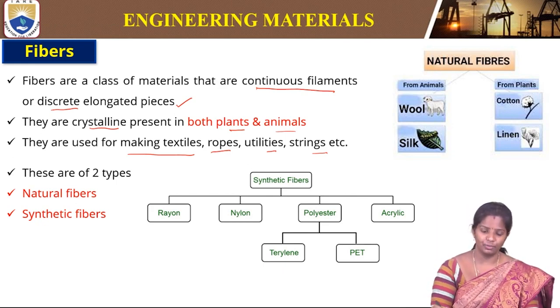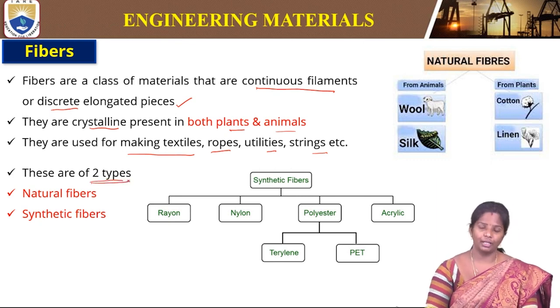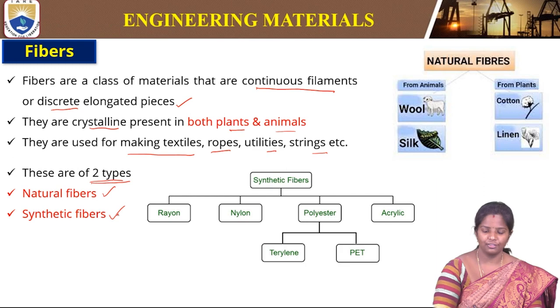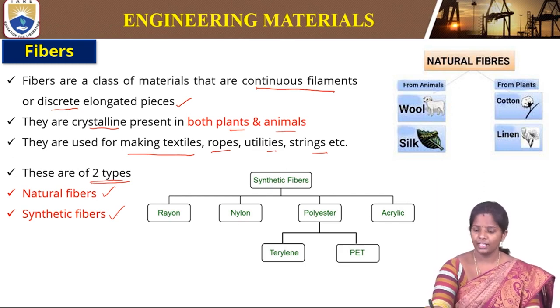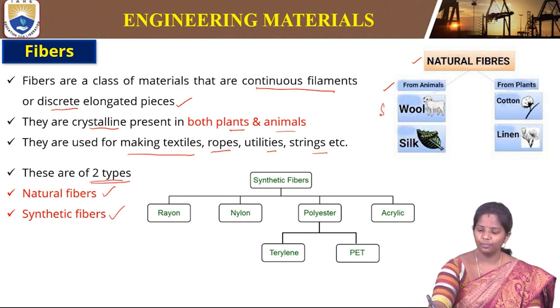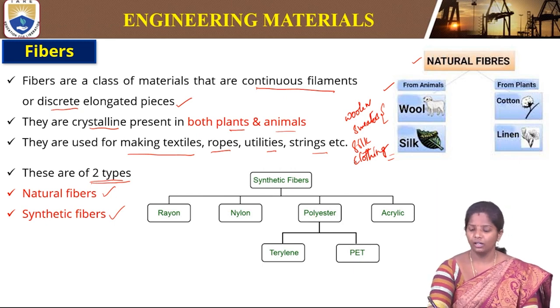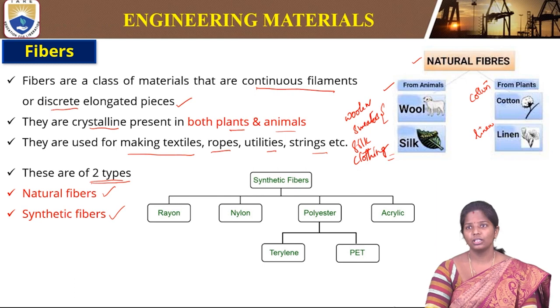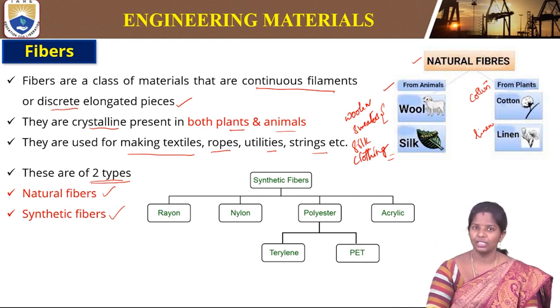So there are two types of fibers: natural fibers and synthetic fibers. What are natural fibers? Natural fibers are obtained from animals and plants. For example, from animals, wool, woolen clothing like sweaters, then silk, like silk clothing. These are examples of animal originated natural fibers. Then in plants, cotton, then linen also used in clothing material. So these are good examples of natural fibers. We will see in detail.